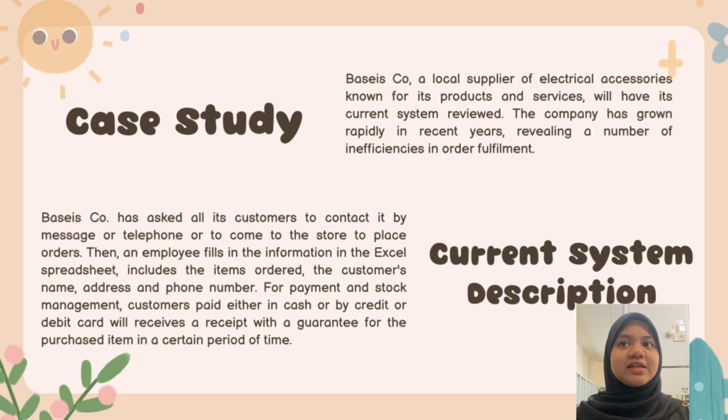Current system description. Basis Company has asked all its customers to contact it by message or telephone or to come to the store to place orders. Then, an employee fills in the information in the Excel spreadsheet. It includes the item ordered, the customer's name, address and phone number. For payment and stock management, customers pay either in cash or by credit or debit card and will receive a receipt with a guarantee for the purchased item for a certain period of time.